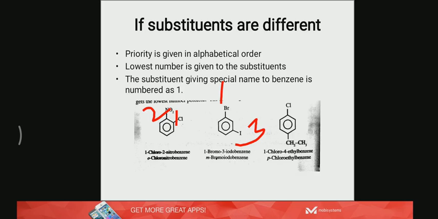The next is, you have chloro and ethyl. Alphabetically chloro comes first, so position 1, and this is 4. So 1-chloro-4-ethylbenzene or para-chloroethylbenzene.